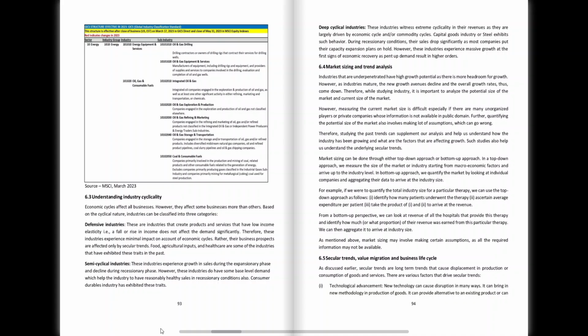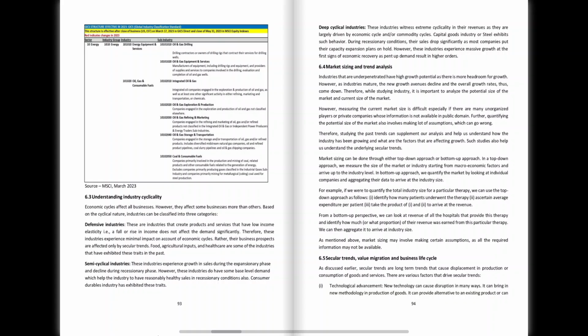For example, if we were to quantify the total industry size for a particular therapy, we can use the top-down approach as follows. 1. Identify how many patients underwent the therapy. 2. Ascertain average expenditure per patient. 3. Take the product of 1 and 2 to arrive at the revenue. From a bottom-up perspective, we can look at revenue of all the hospitals that provide this therapy and identify what proportion of their revenue was earned from this particular therapy. We can then aggregate it to arrive at industry size. As mentioned above, market sizing may involve making certain assumptions as all the required information may not be available.